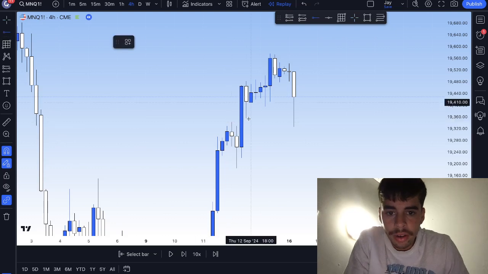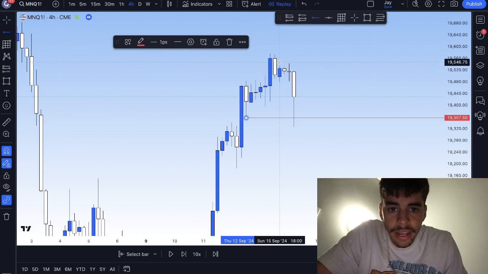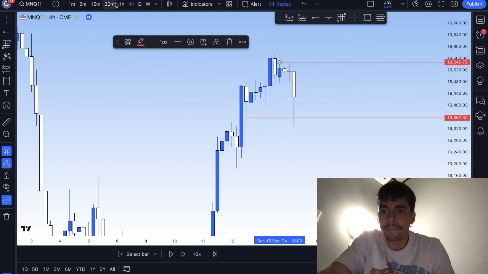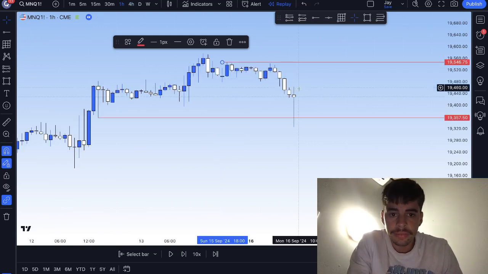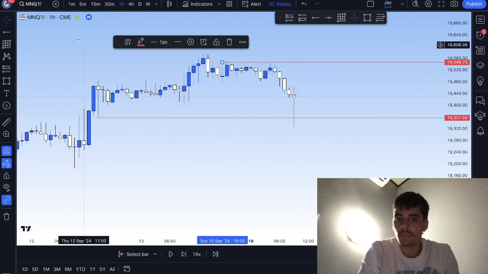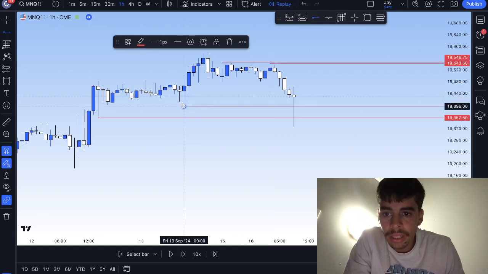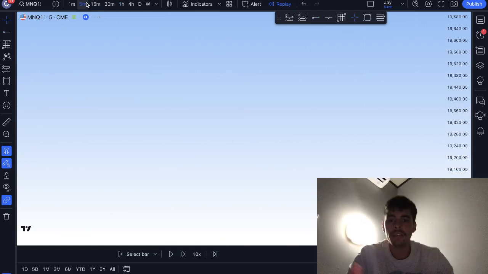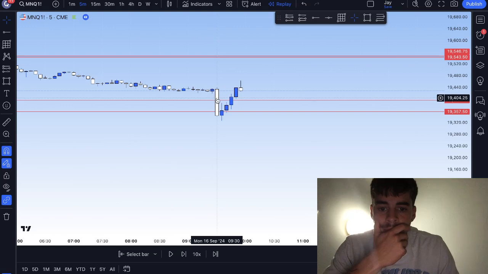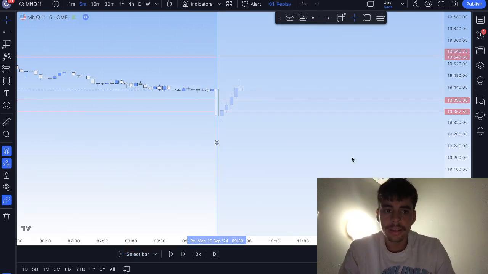We've got a 4-hour low and fair value gap there, and then we've got a 4-hour high here. Let me check the hourly. This candle hasn't formed yet, so we've got hourly highs here, hourly lows here, and that's it. We go on the 5-minute. This is market open. Let's take it back.